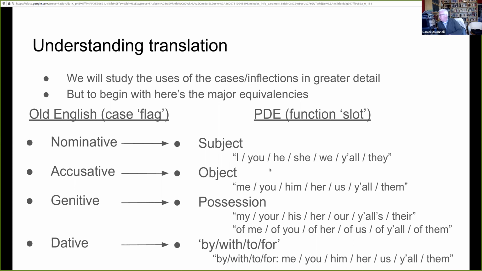The genitive is mostly, well, not mostly, but it's used for possession. And that's the one we would translate using my, his, her, or their, or our. And then finally, the dative, I call it the by with to for case because it tends to be used wherever you would have a prepositional phrase or for indirect objects. And so it can be translated by, it would be a noun phrase that could be translated by with, to, for, me, or him, or her, or us, or them. And so basically that's the very first thing that you're doing.